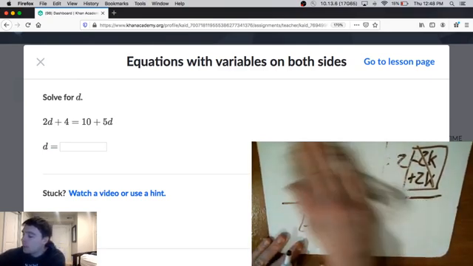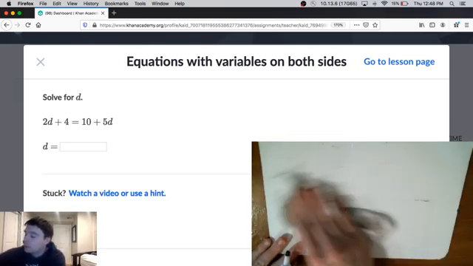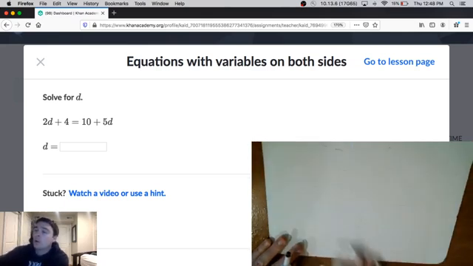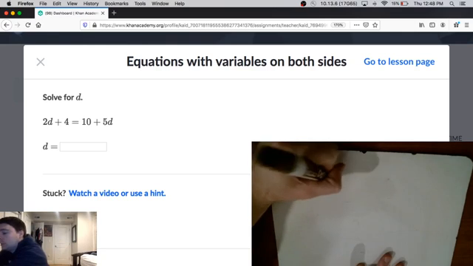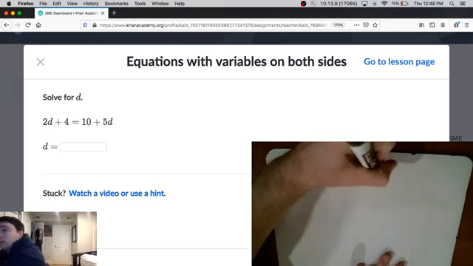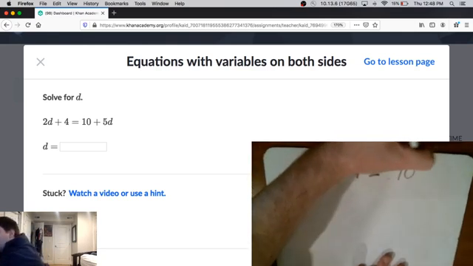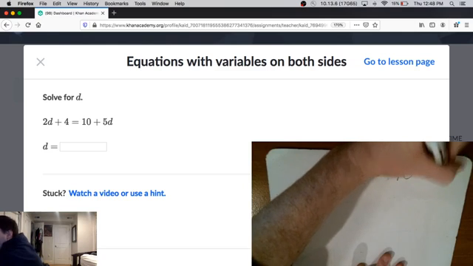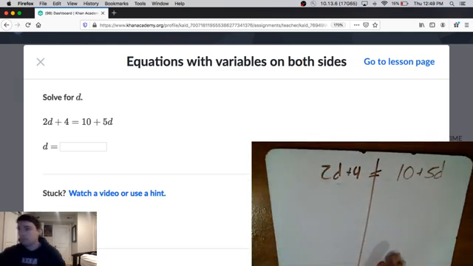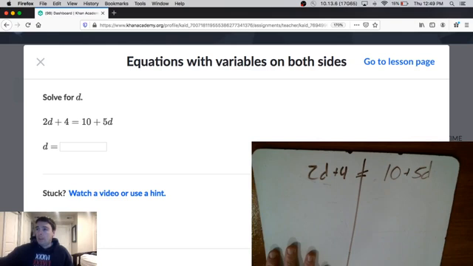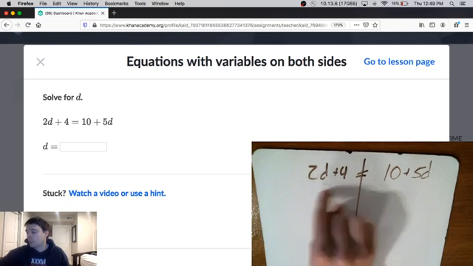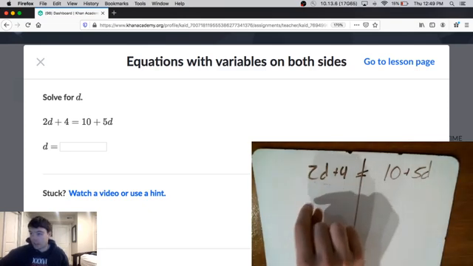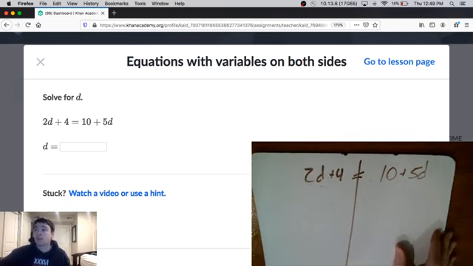I'm going to encourage you right now to pause this. I think you could probably do this one on your own, or at least think about what would your first step be to solve this equation. 2d plus 4 is equal in value to 10 plus 5d. There's a bunch of different steps you can take. Our goal here is going to be to get the d variables on the same side of the equation, and then regular numbers on the opposite side of the equation.